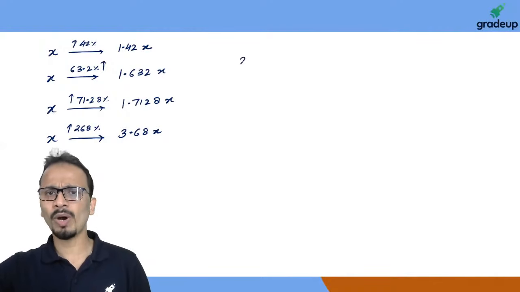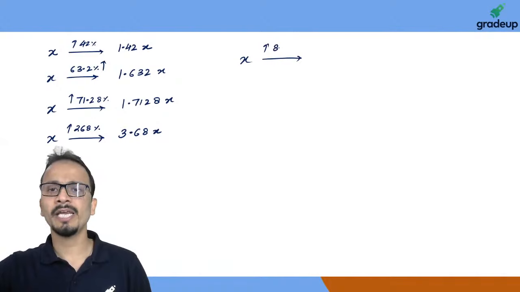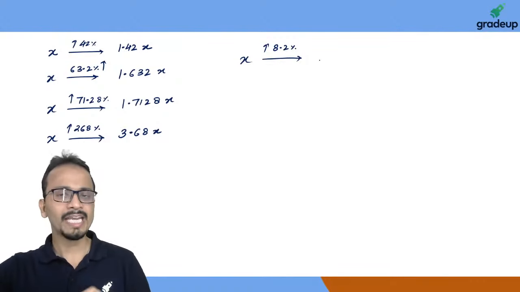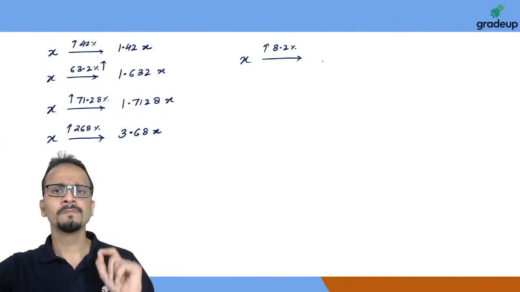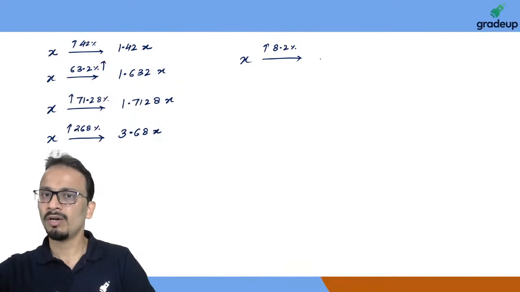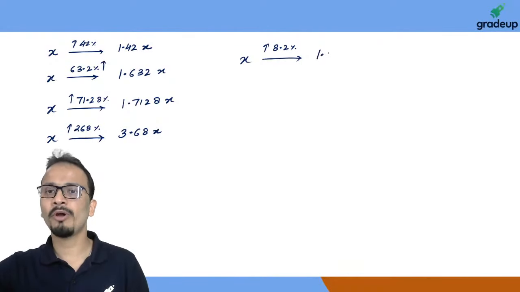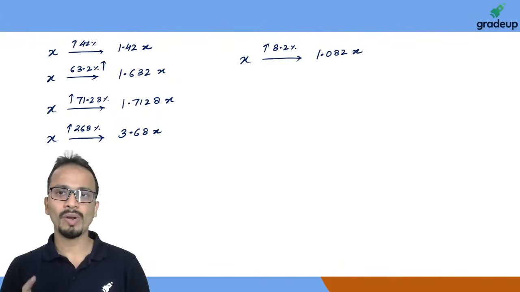One more, be careful. x when increased by 8.2 percentage. This is important. 8.2 divided by 100 will give you 0.082. 1 added to this, 1.082 times the original value. So be careful while you calculate this multiplication factor.